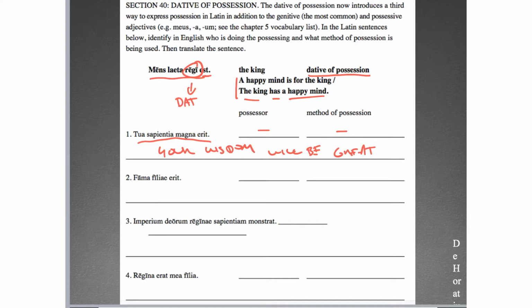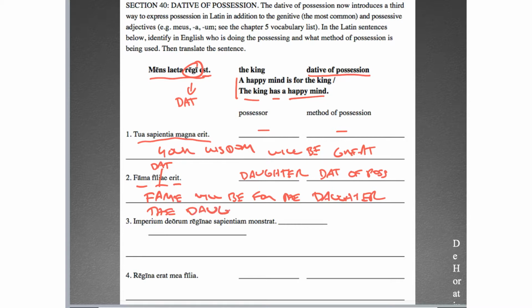Now, number two, fama filii erit. Filii is my dative. Erit, of course, is the verb to be. So this is going to be the dative of possession. That's our method of possession. The possessor, the one doing the possessing, is the filii or the daughter. And then to translate, fame will be for the daughter, or the daughter will have fame.